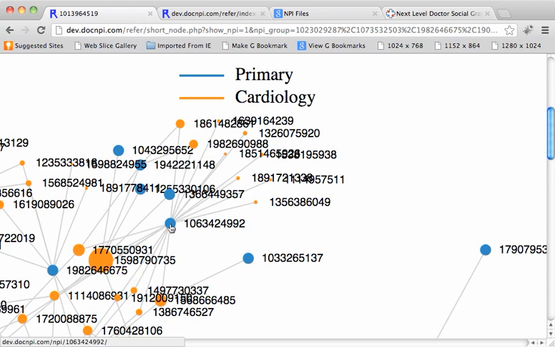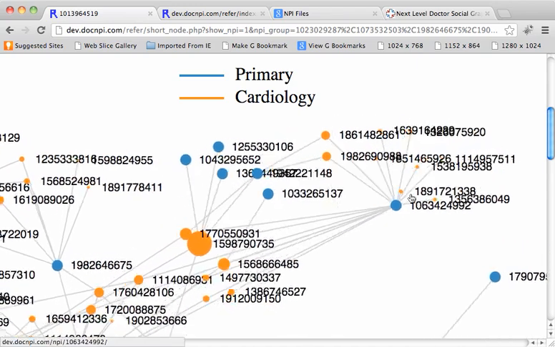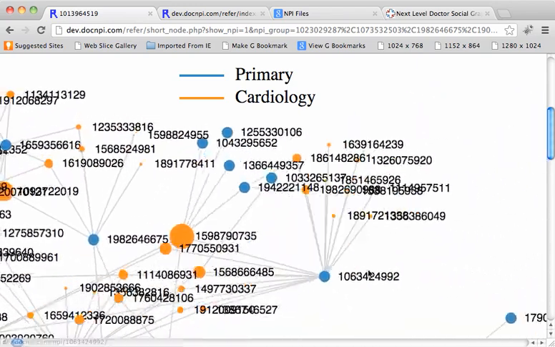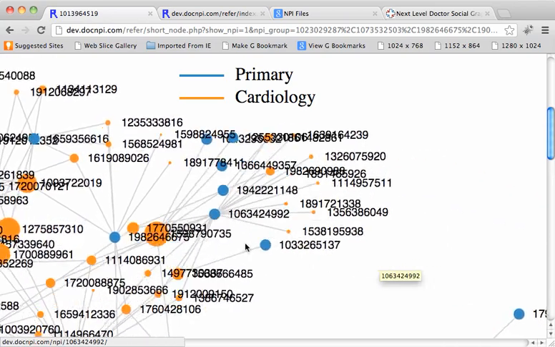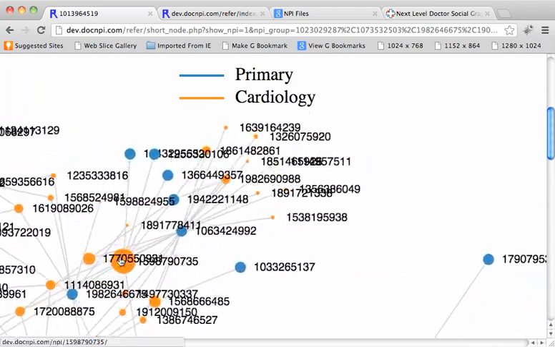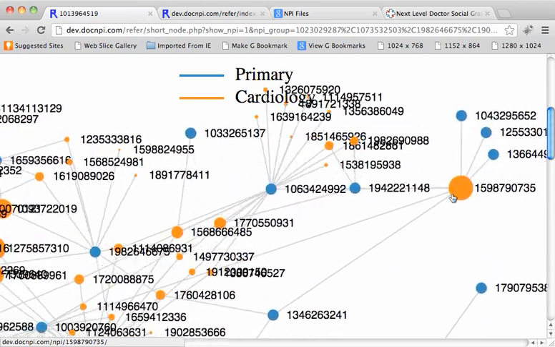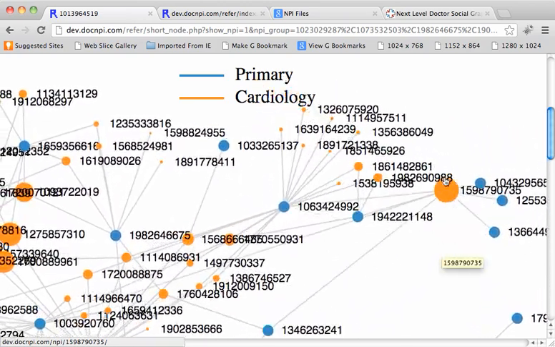Using D3, which is an amazing JavaScript library, we can easily pull out and start to see exactly what kind of relationship any given node has with any other given node. So for instance, I was looking at a primary care network. Or we can go ahead and pull out information from the perspective of the cardiologists.